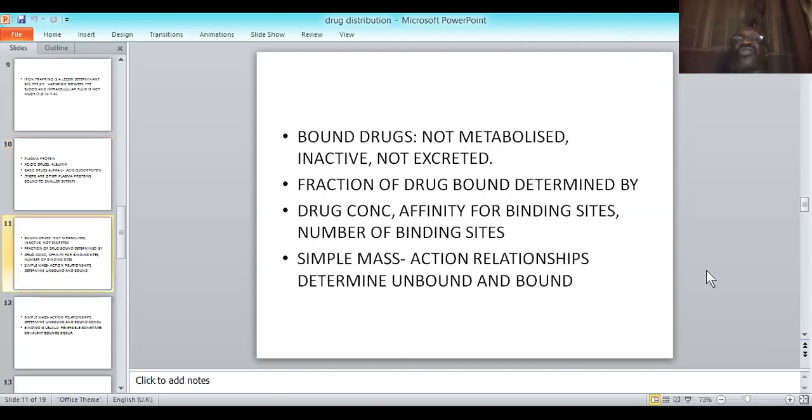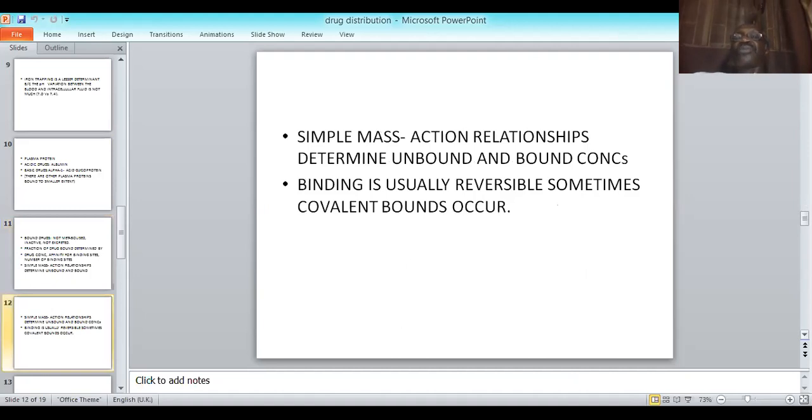This slide is just to recapitulate what I said earlier, that the bound drugs are not metabolized, they are inactive, and they are not excreted. Fraction of drug bound is determined by one, drug concentration, affinity for binding sites, and number of binding sites. When the number of binding sites decreases, of course, less drug will be bound. Simple mass action relationships determine unbound and bound drugs. That's what I've explained for now.